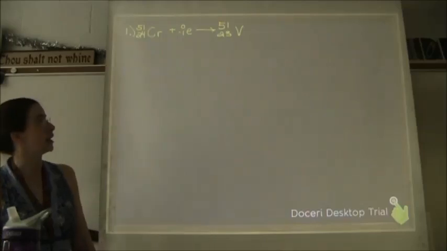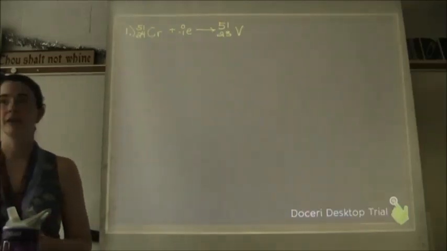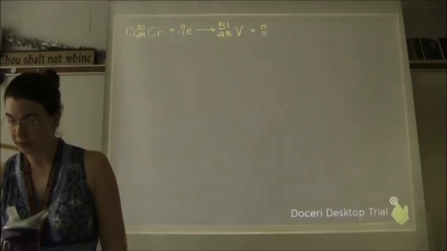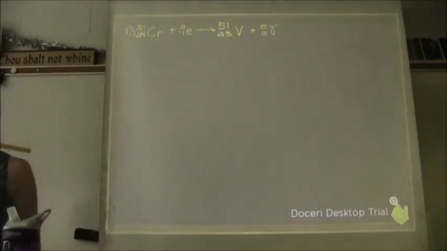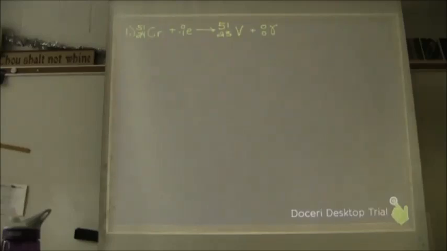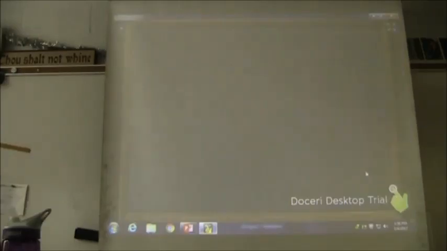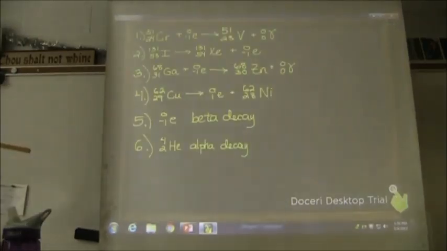Okay. Anything else that needs to go in there? A gamma ray. 0, 0, and there you go. That's it. Okay? You guys do the rest. Okay, check your answers. I'm sure they're all right, because this is very, very simple.